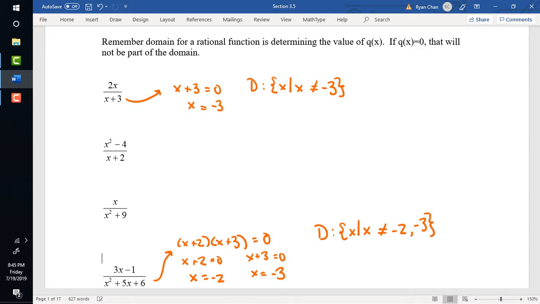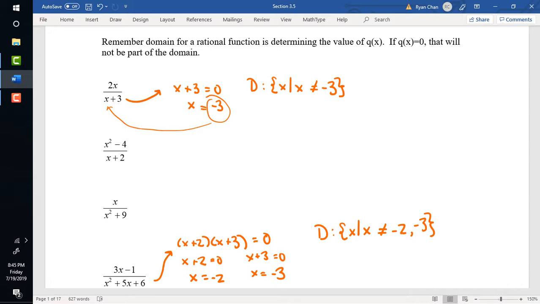So finding domains of rational functions is pretty straightforward. All you have to do is set the bottom part equal to 0 and solve for x. And remember, why do these values not work? If you plug these numbers back into the denominator, for example in this very first problem, if I plug -3 back into my equation, I will have 0 on the bottom, and I can't divide by 0.